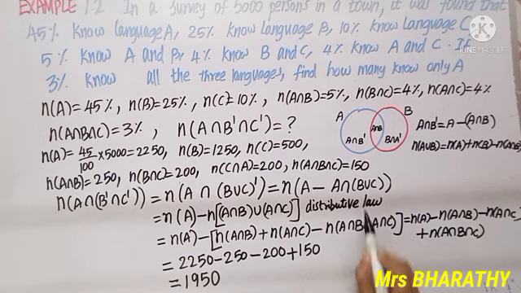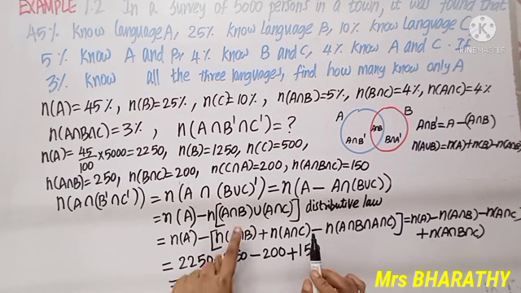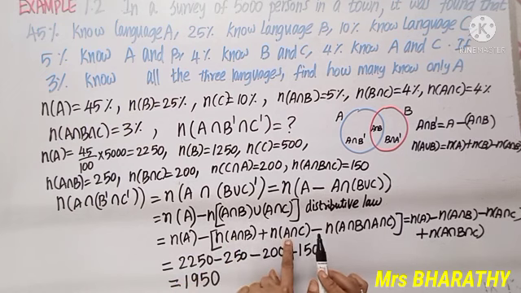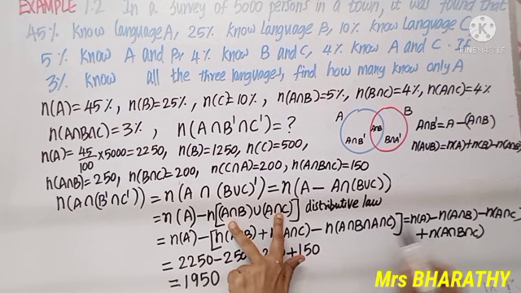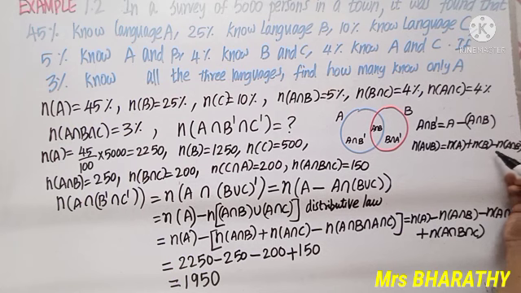By using the distributive law, it is A intersection B union A intersection C. Again, I use the addition theorem, that is the union formula: first set plus second set minus intersection of both the sets. So N of A union B is N of A plus N of B minus N of A intersection B.